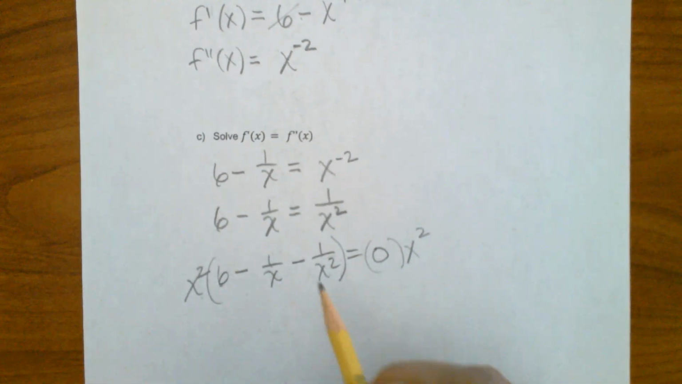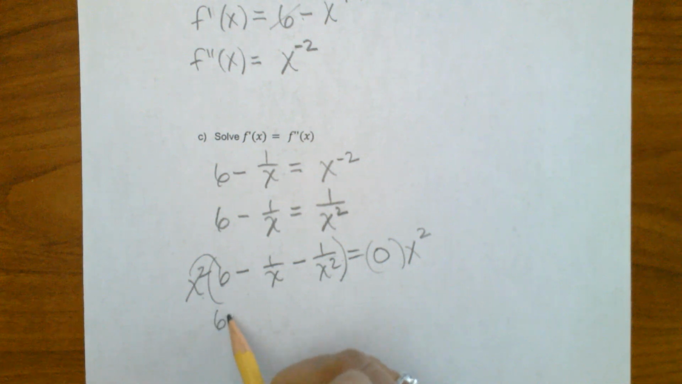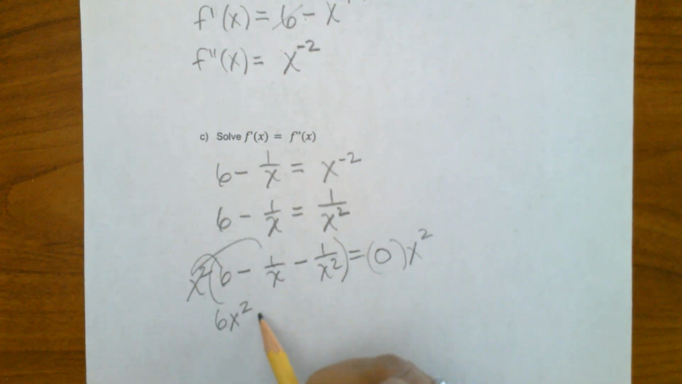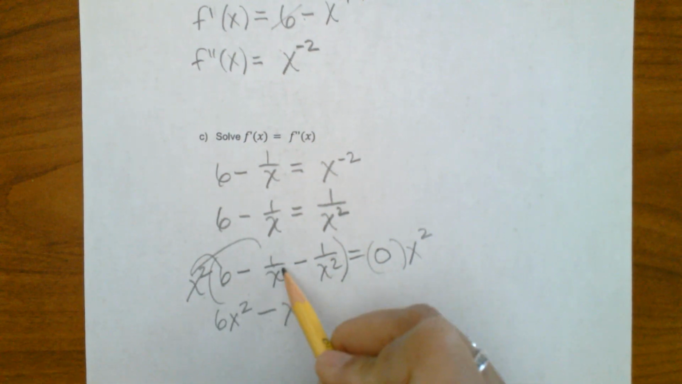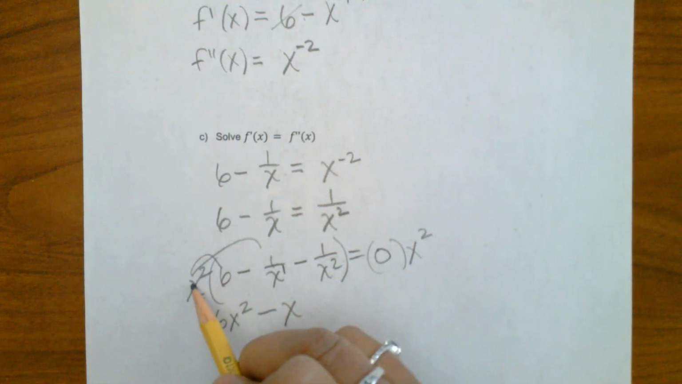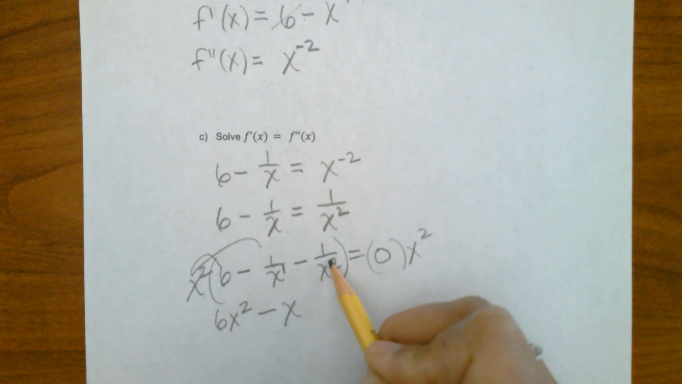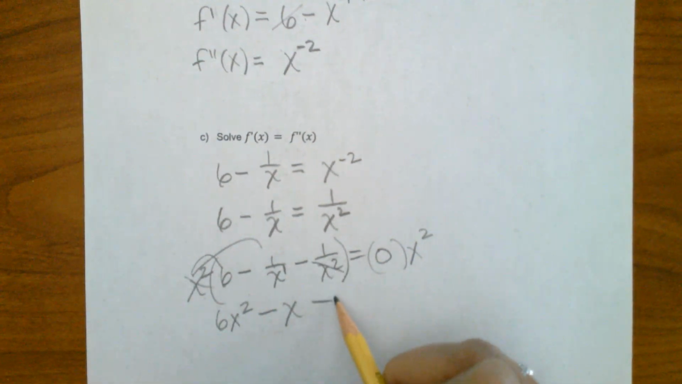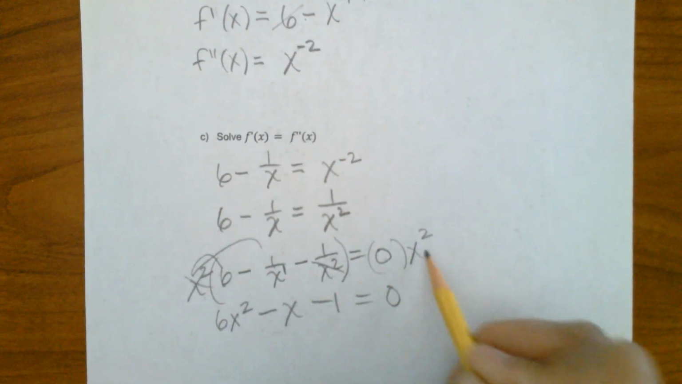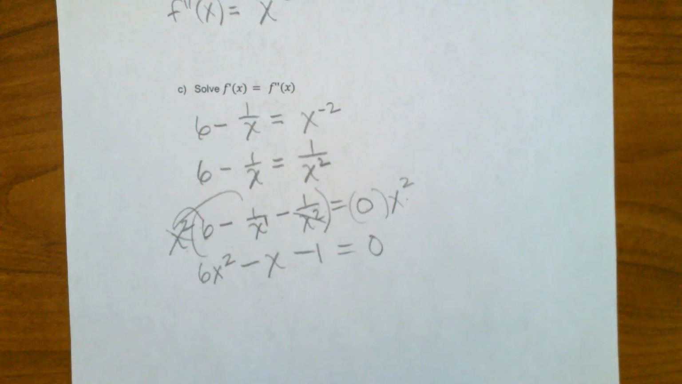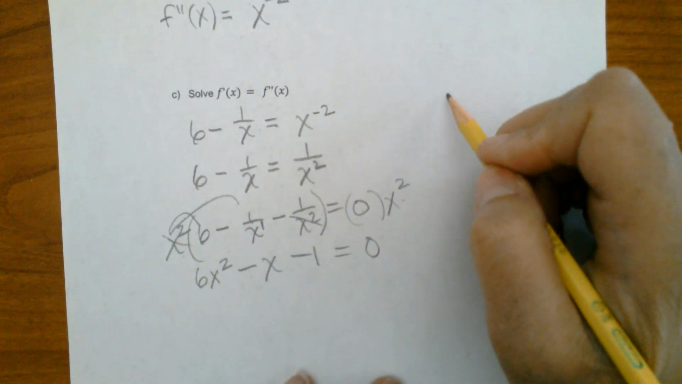This is really pretty. So when we do that, we get 6x squared minus x, because this is a 1, remember, x squared divided by x, you subtract their exponents, and then this is going to drop out here, so -1 equals 0, because anything times 0 is 0. So now what I have is a quadratic function. We can't factor this. So what we're going to have to do is use the quadratic formula.